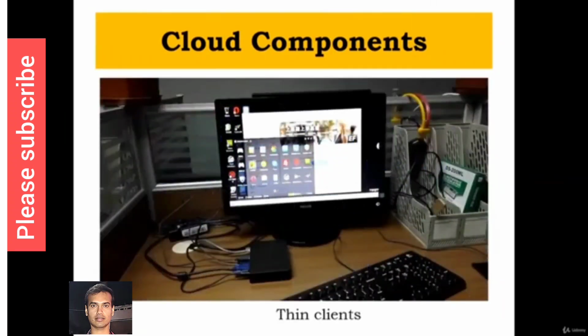How the thin client looks like. You can see there is no CPU, there is no hard drive here. So it has only monitor, a keyboard, and a mouse. It is connected to one box, which is connected to a central server. So there are many such thin clients which are connected to a single server. So all the things are being done at the server side. This only is being used for browsing purpose.